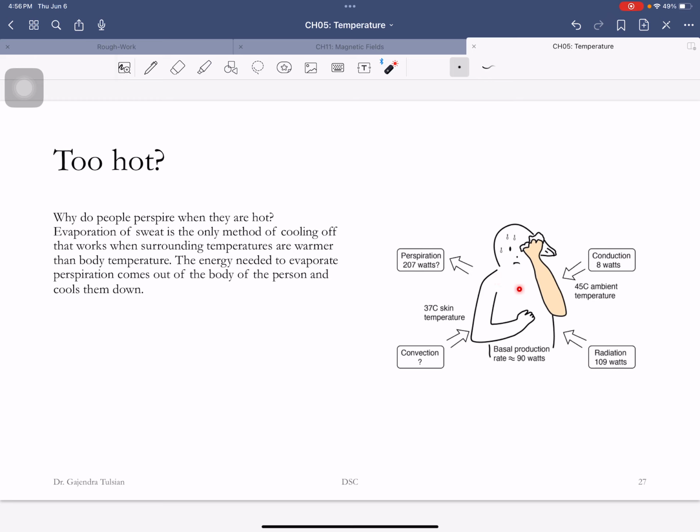Then the alcohol rub will be one effective way. Again, perspiration is the only way to lose heat when the outside temperature is greater than your body temperature. Evaporation of sweat is the only method of cooling off that works when the surrounding temperatures are warmer than body temperatures.